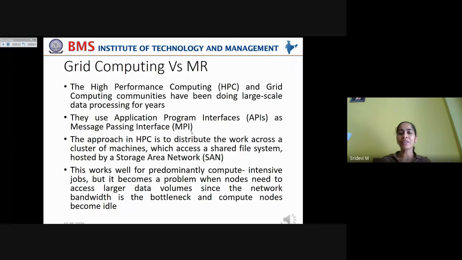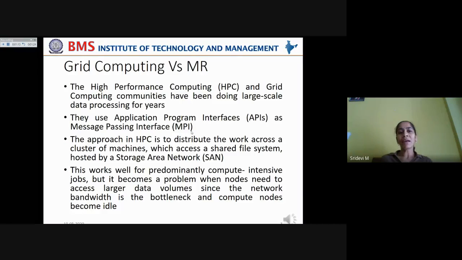The approach in HPC is to distribute the work across a cluster of machines which access a shared file system hosted by a storage area network. On this storage area network, clusters of machines are maintained, and they provide shared file access. Any file that has to be read can be read from multiple machines, as we do in MapReduce. This works well predominantly with compute intensive jobs, but it becomes a problem when nodes need to access large data volumes, since the network bandwidth is the bottleneck and compute nodes become idle in some situations.